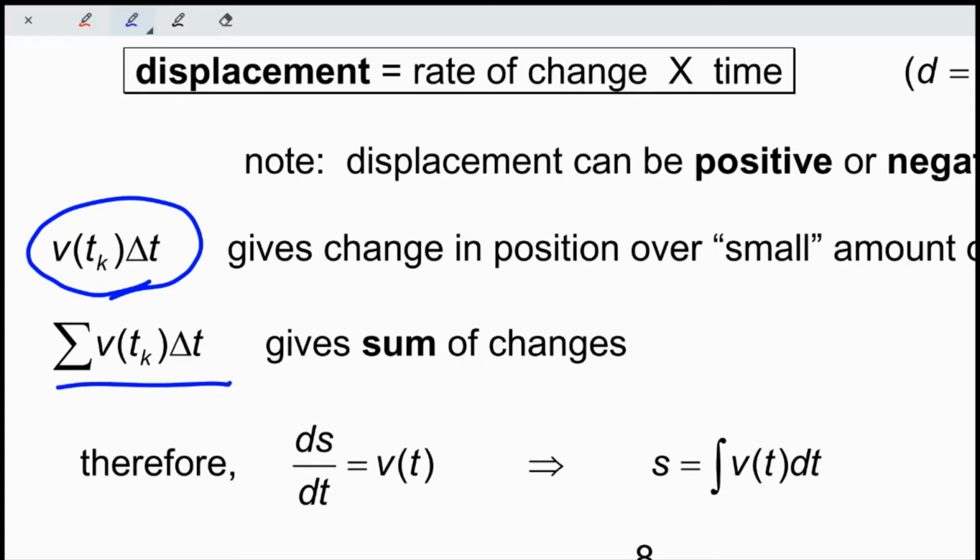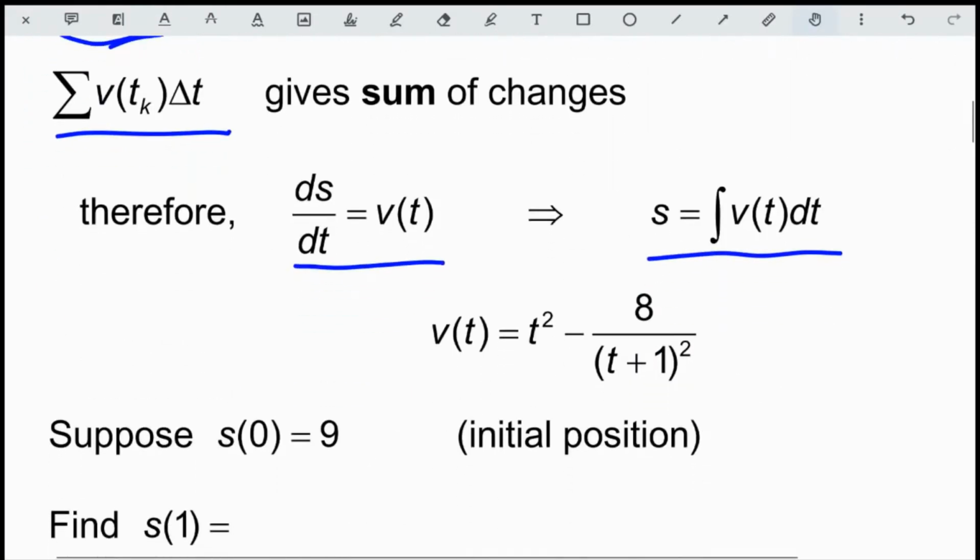If we take the limit of that as delta t approaches 0, that's going to give us the integral value. So in the end, we have these relationships between velocity and position. The rate of change of position is velocity. If we integrate the velocity, we get our change in position, or we just get our position, depending on if we're doing a definite integral or an indefinite integral. Okay, so you can see here we've got this velocity function, (t squared minus 8) over (1 plus t squared).